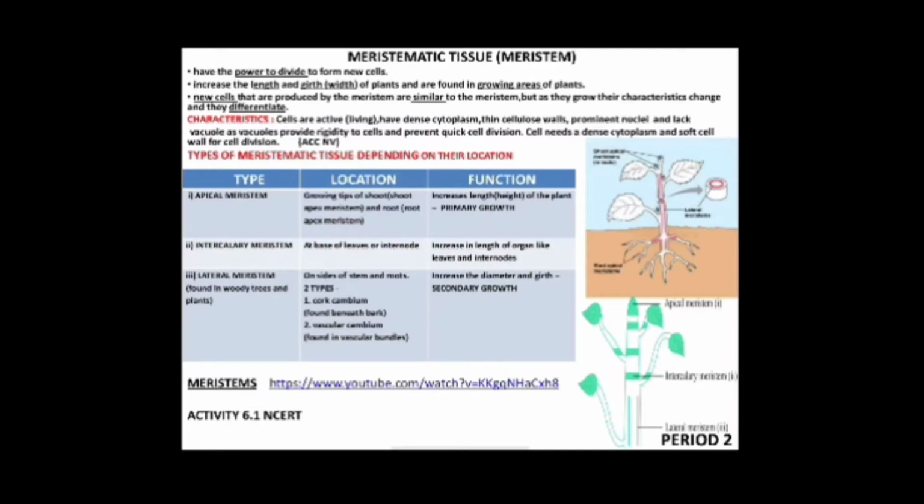In this diagram, which is located in the right corner of your screen, you can see the location of all three types of meristematic tissue: apical, intercalary and lateral.